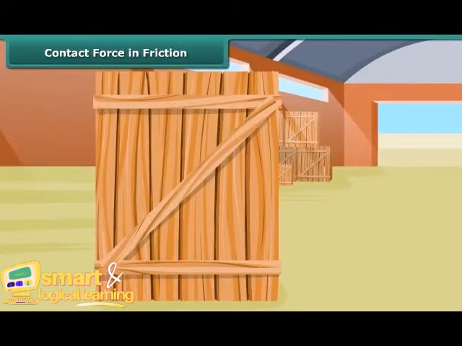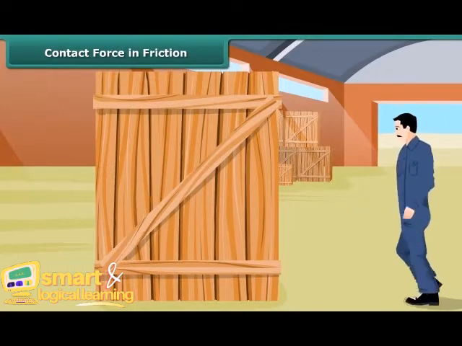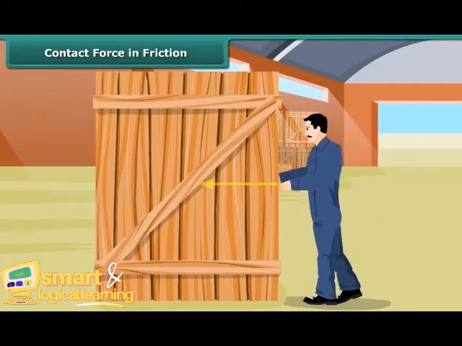It is interesting to learn that friction depends on the amount of contact force pushing the two surfaces together. How? Let us find out. Here a man is trying to push a heavy box. The box is not moving. Have you any idea why this happens?